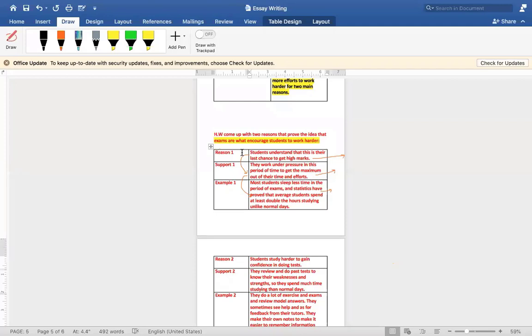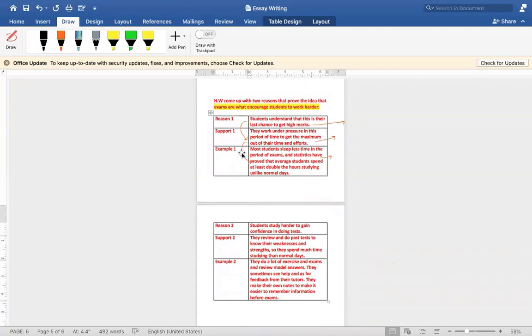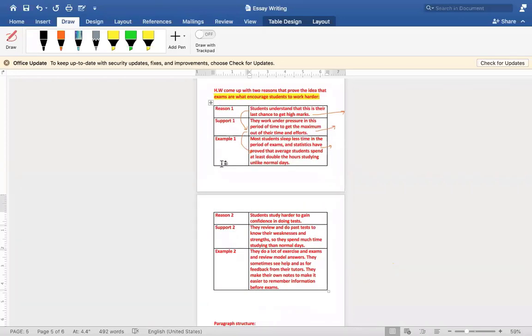طيب what about reason 2? Students study harder to gain confidence in doing tests. طبعا. يعني إيه؟ بيعملوا إيه يعني؟ They review and do past tests to know their weaknesses and strengths. So they spend much time studying than normal days. طبعا. طيب إيه الإكزامبل على كده؟ They do a lot of exercises and exams and review model answers.